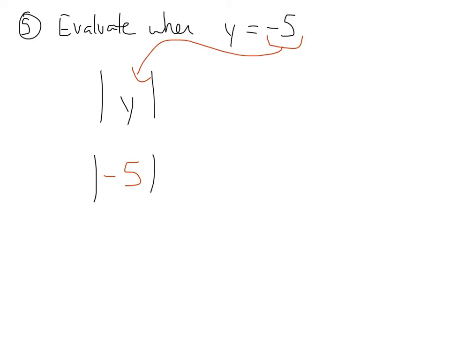Well, how far away is negative 5 from 0 on a number line? It's 5 spaces, and that's your answer.